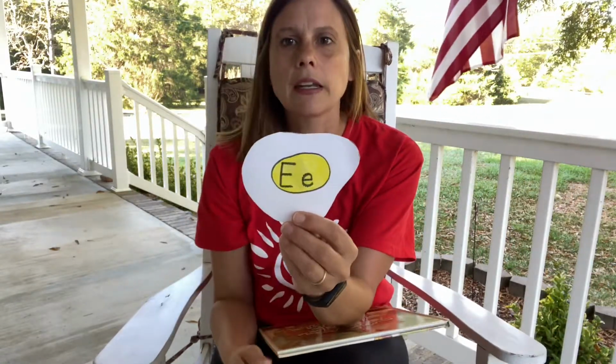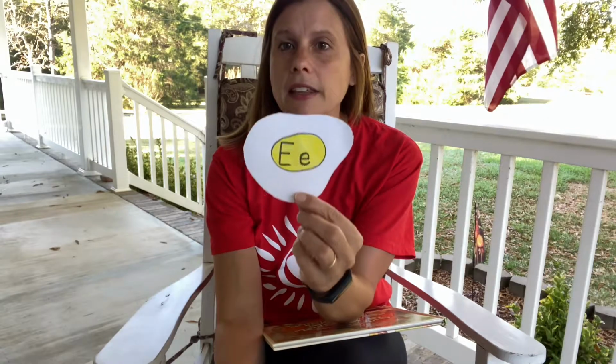This week our magnet for E is an egg. This is what an egg looks like when it's fried. So an egg has 2 parts. It has the white part, which actually doesn't look white at all when you first crack it. It looks really slimy and clear. And then it has the yolk, which is the yellow part. So when you break an egg into a frying pan and you fry it, that egg white actually does turn white and the yolk stays yellow.